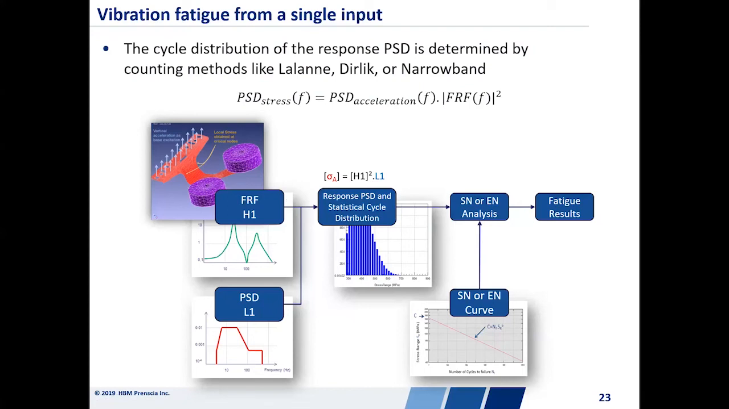Now, when we look at the cycle distribution of the response PSD, we can use counting methods like Lalonde and Durlick, or perhaps narrowband, to come up with our cycle histogram. And we can see a sample of that right here. Once we have this cycle distribution, we can apply those cycles to an SN or an EN curve, much like we would any other type of fatigue analysis. So basically, from here on, it's going to be a very similar process to any other kind of fatigue analysis we've done, even if it had been done in the time domain. And then ultimately, we can express our results right here in terms of damage or life.